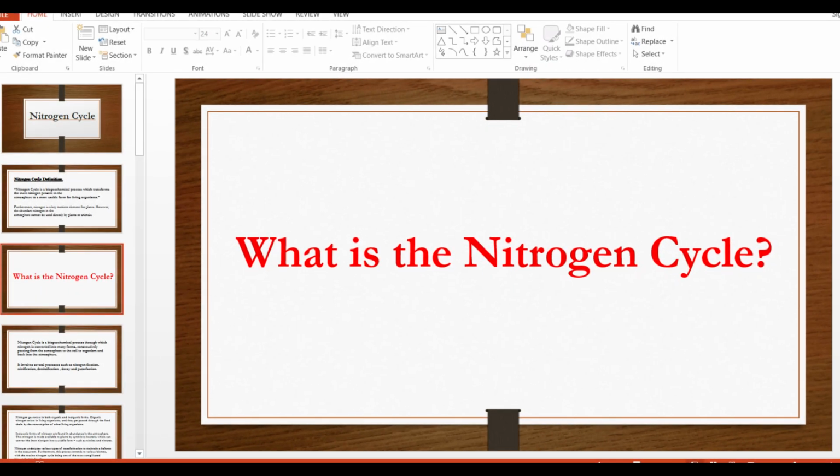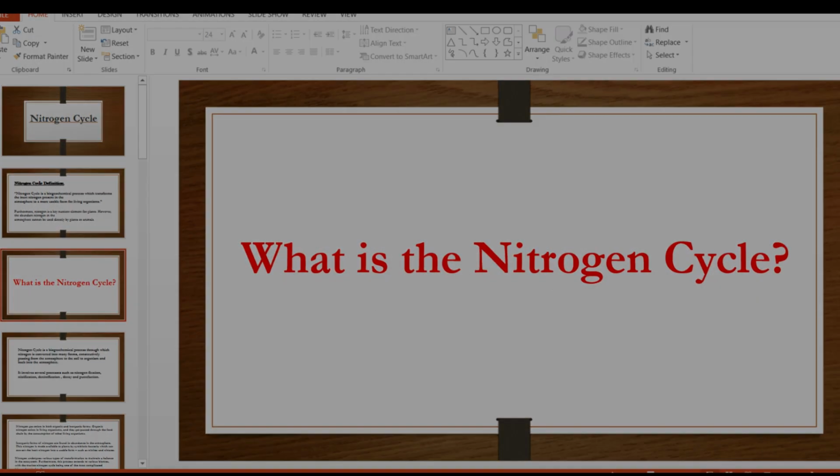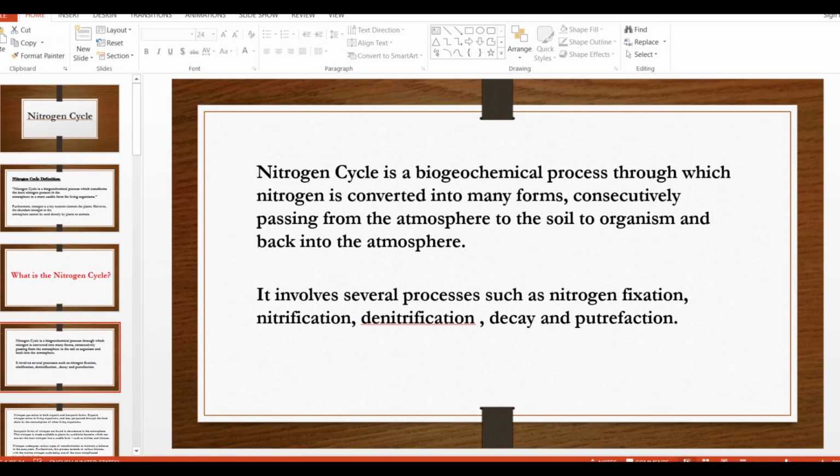What is the nitrogen cycle? 1. Nitrogen cycle is a biogeochemical process through which nitrogen is converted into many forms, consecutively passing from the atmosphere to the soil to organism and back into the atmosphere. 2. It involves several processes such as nitrogen fixation, nitrification, denitrification, decay, and putrefaction.